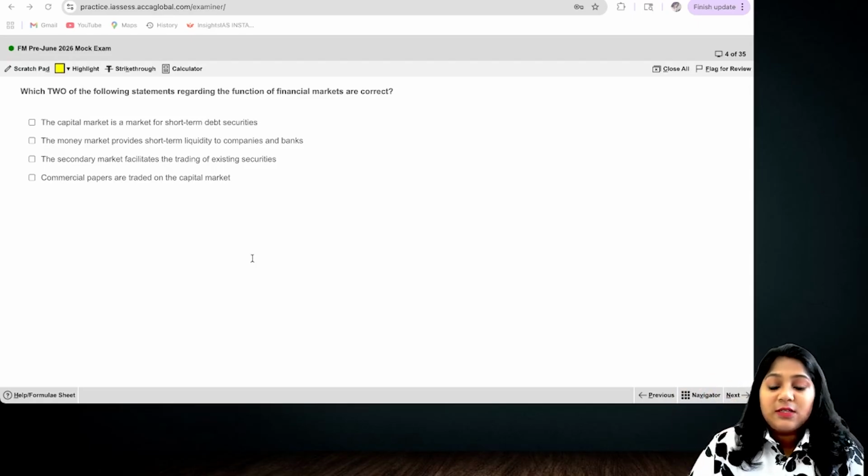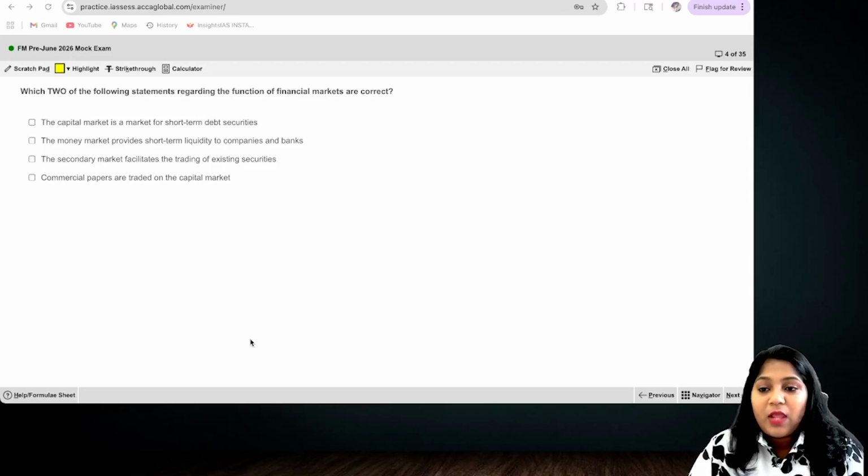And also look at the third option. The secondary market facilitates the trading of existing securities. The secondary market is essential for the trading of existing instruments. The primary market comes from the company. So option B and C has to be the right one, but let's also see option D once. Commercial papers have a short maturity and would be traded on a money market, not a capital market. That is the normal thing.